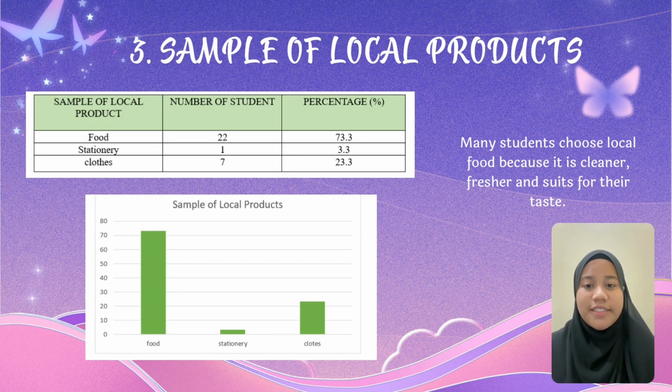The next question is sample of local product. We put 3 samples: food, stationery and clothes. There are 22 students, which is 73.3%, who choose food as their favorite. It is because local food is cleaner, fresher and sweet for their taste.